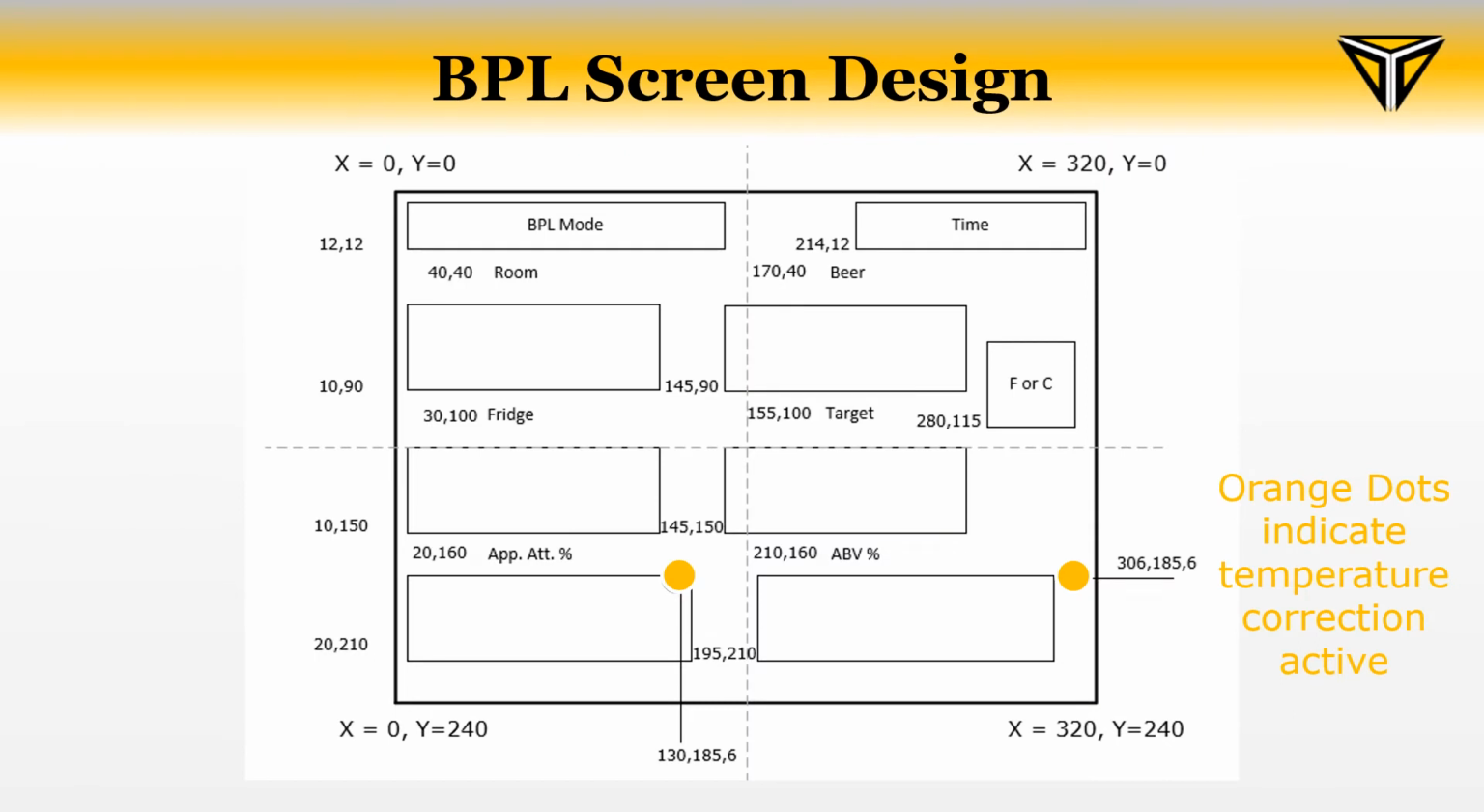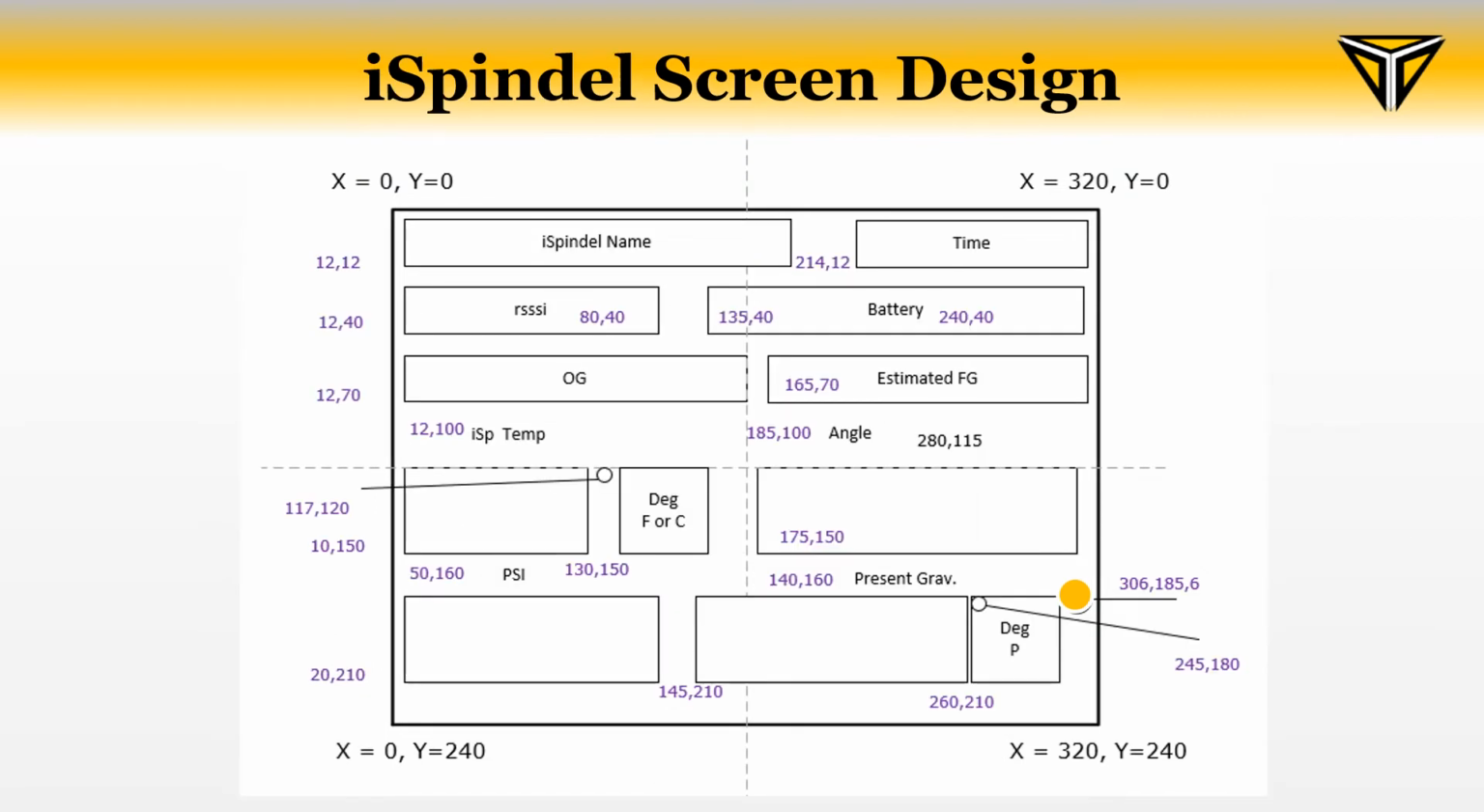One of the things about rotating the screen is that X becomes Y and vice versa. This diagram shows neat versions of my screen designs, mainly for my reference. If you notice the orange dots, where orange dots are displayed, it means that the temperature correction settings are on.